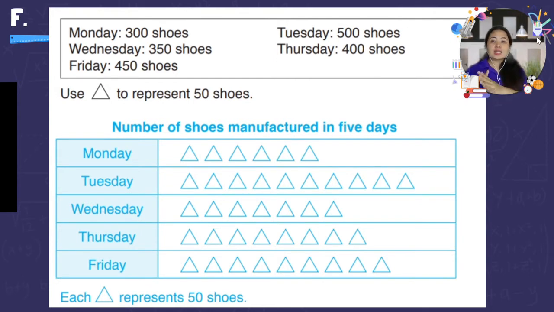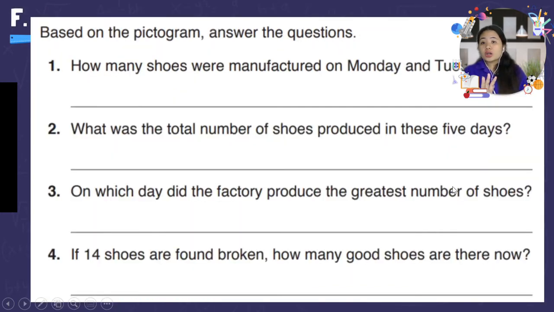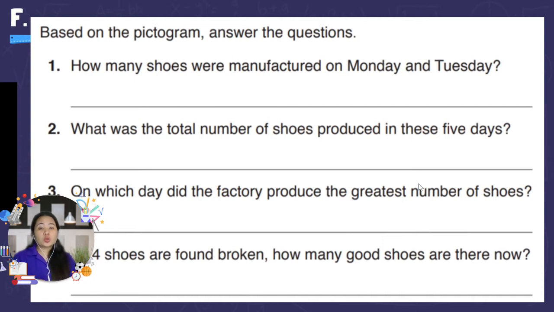So again, let's review. For Monday, it has 6 pictures, so there are 300 shoes. Tuesday, 500 shoes. Wednesday, 350 shoes. Thursday, 400 shoes. And Friday, 450 shoes. Okay, so as you can see on the picture, right? So let's answer the first question. So based on the pictogram, answer the following questions.